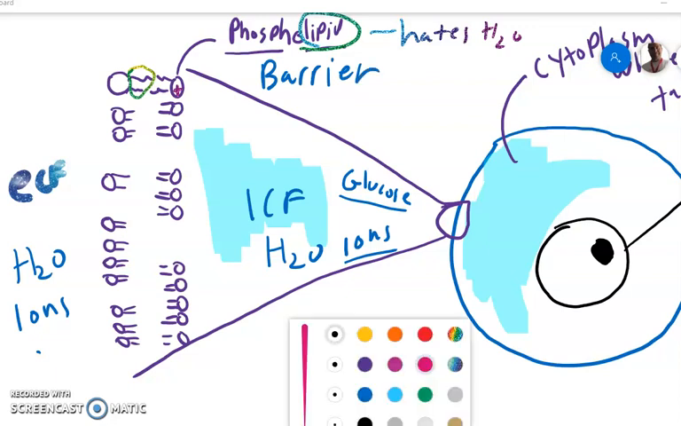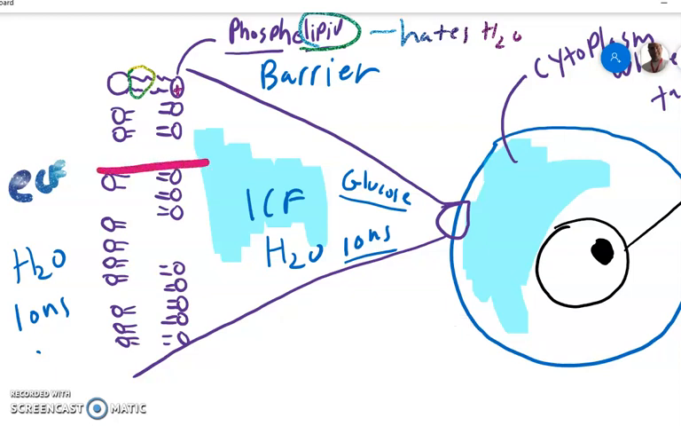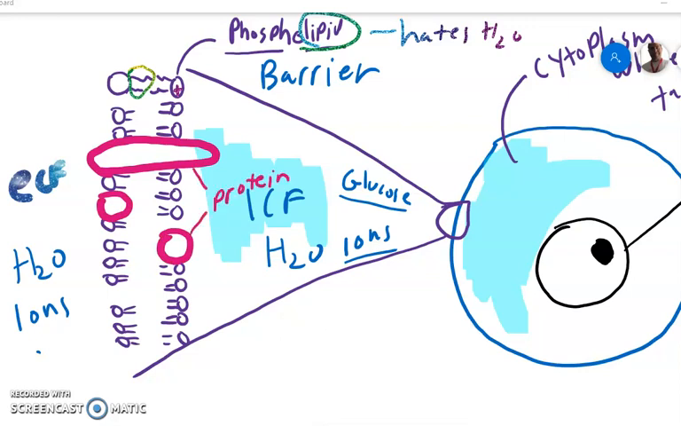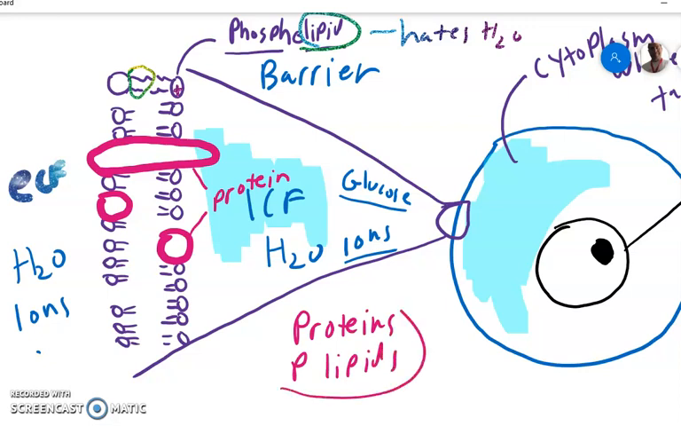Now the problem is I'm going to want to let stuff in. So there's also proteins. There could be proteins that go all the way through, or proteins that are just on one side. Your cell membrane is made up of two kinds of molecules, proteins and phospholipids. So again, atoms make molecules, molecules make cellular structures. Now the job of the membrane is to be a barrier and to regulate what can go in or out.